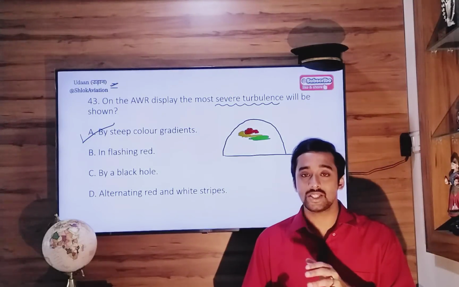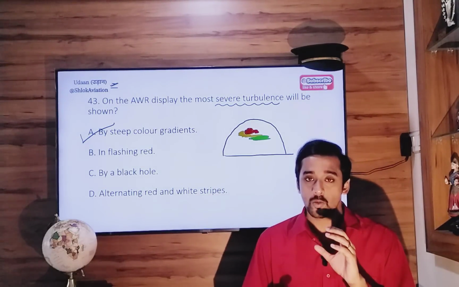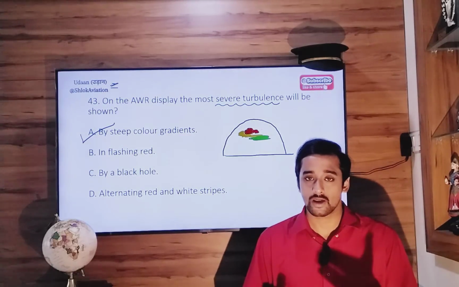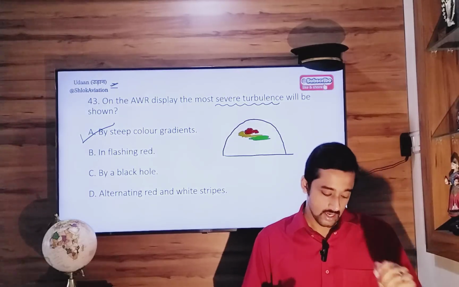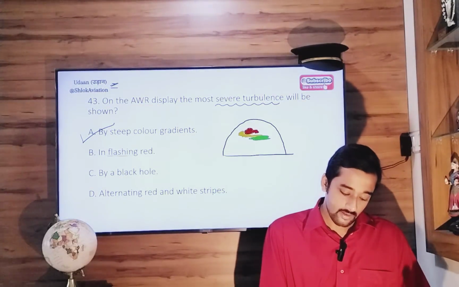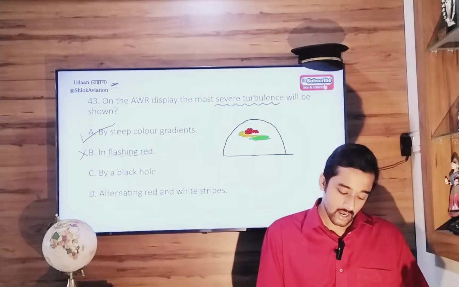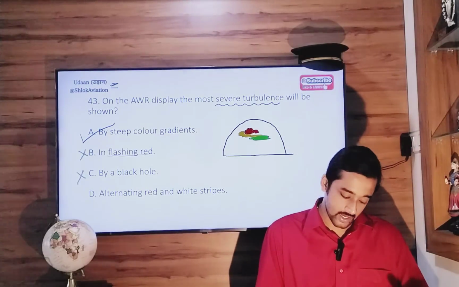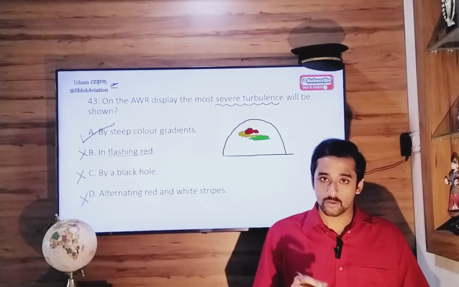That means the change in the intensity of precipitation across these color zones is very steep. Okay, it is very severe. So flashing red is wrong. Black hole is wrong. Alternating red and white stripes, again irrelevant. So option A is the correct option.